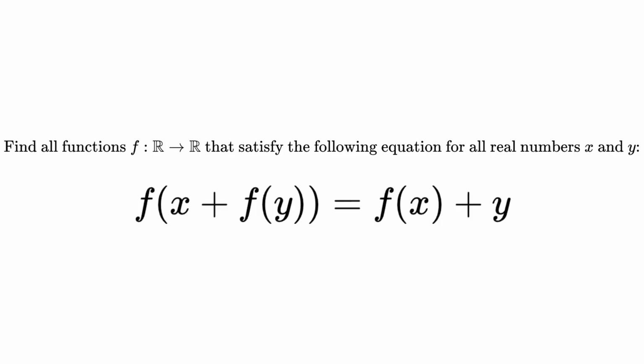Today's question is: find all functions f from R to R that satisfy the following equation for all real numbers x and y. f of x plus f of y is equal to f of x plus y. The term R to R means that if you plug in a real number, it outputs a real number. So using that information, solve this question, and I'll give you guys some time to get your answer.